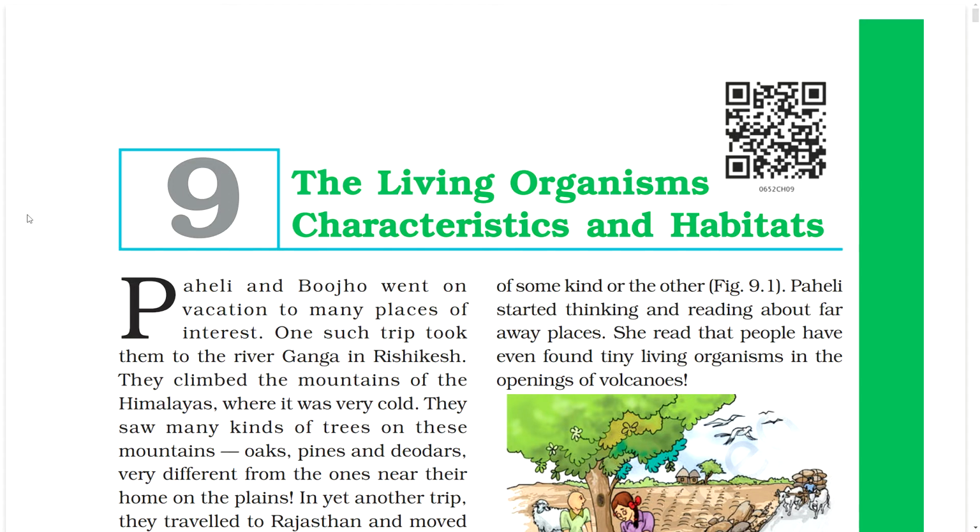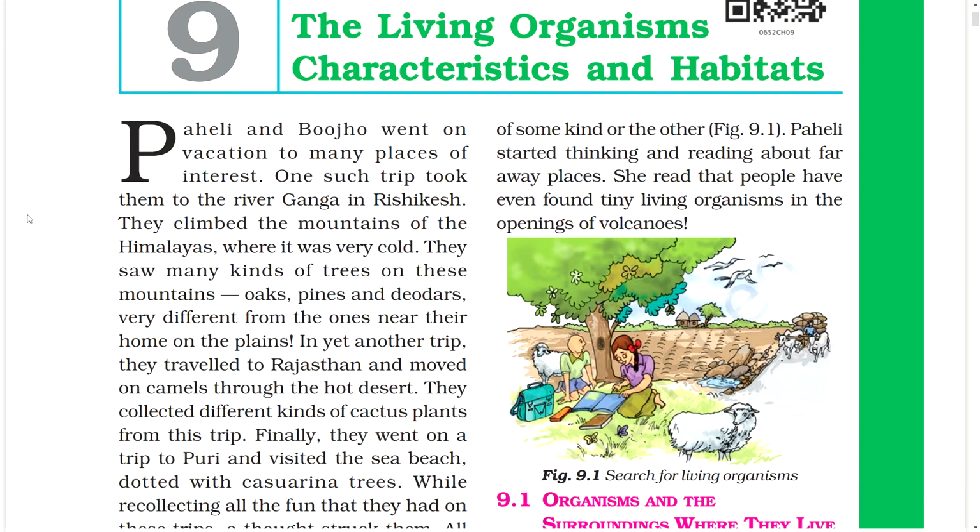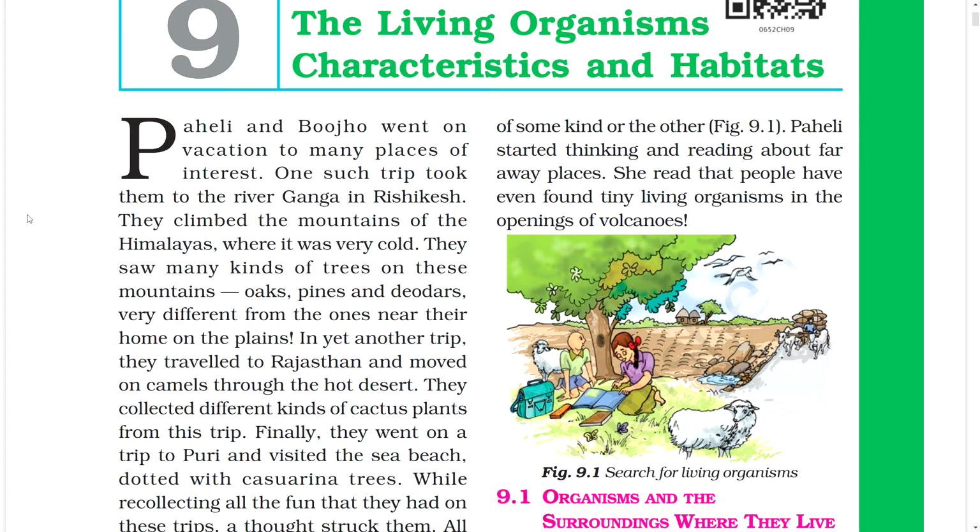In yet another trip, they traveled to Rajasthan and moved on camels through the hot desert. They collected different kinds of cactus plants from this trip. Finally, they went on a trip to Puri and visited the sea beach, dotted with casuarina trees.